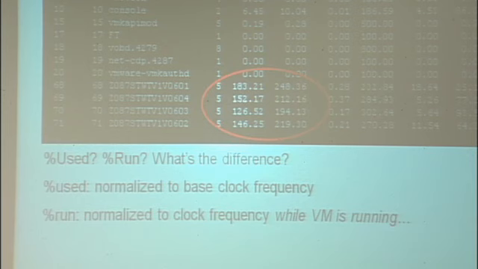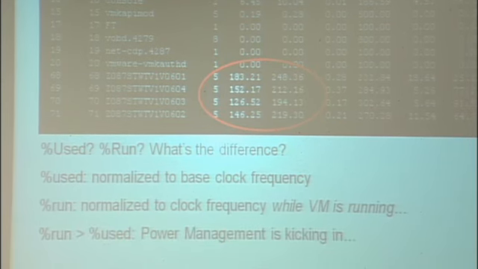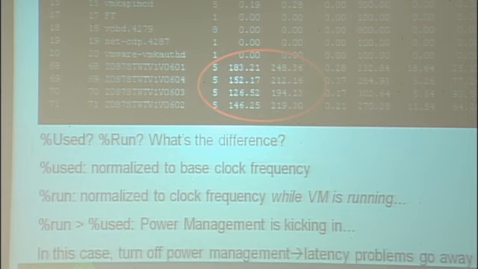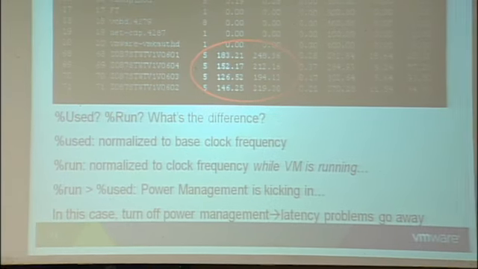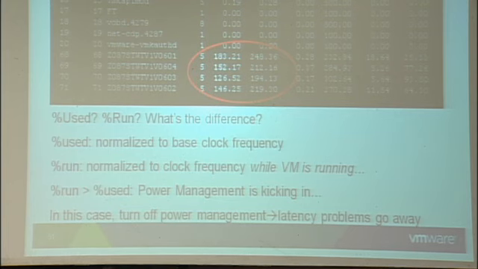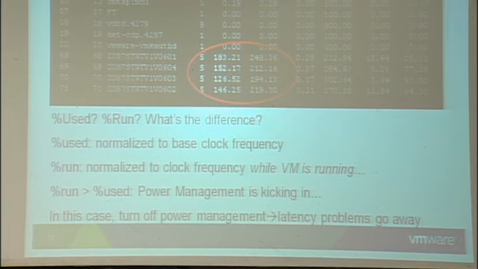And it turns out that power management was kicking in at some point and causing their application latency to go down, even though the CPU was never saturated. In this case, when we went back to the customer, you look at this chart and you instantly say, okay, I know that because this is normalized to this and this is normalized to that, this is what's going on. You have to, first of all, change this parameter. They changed it and they were unbelievably happy.